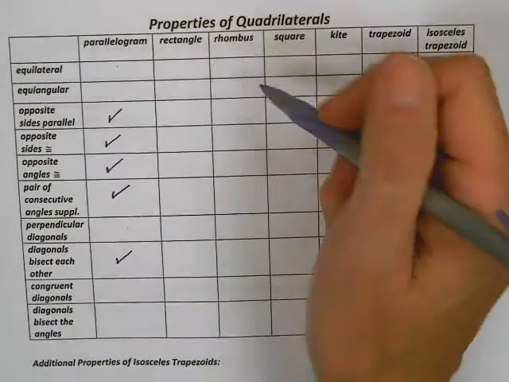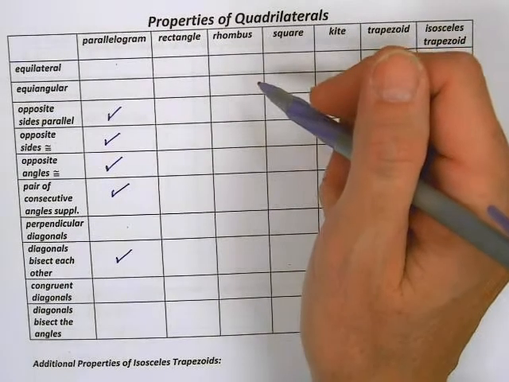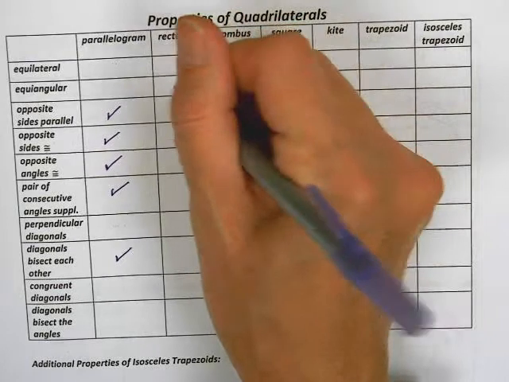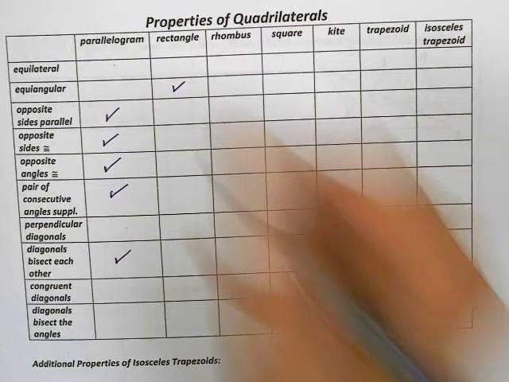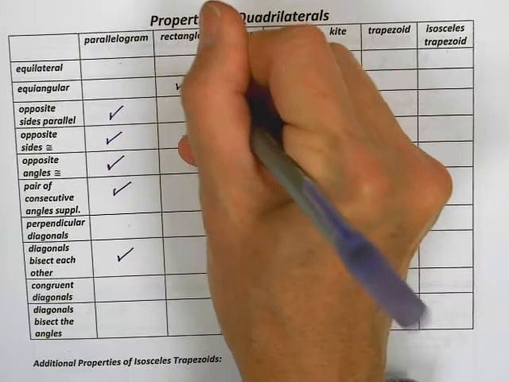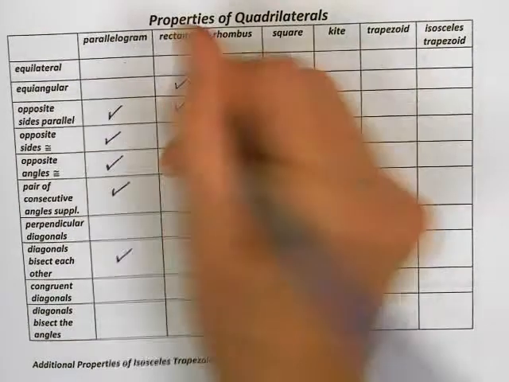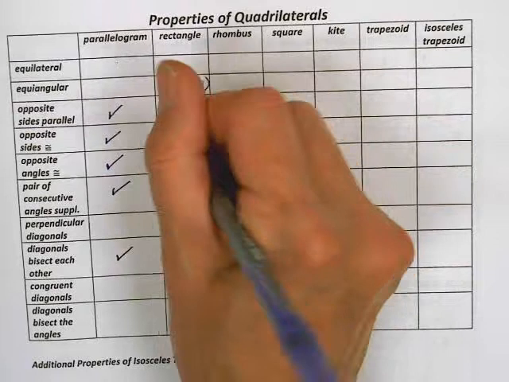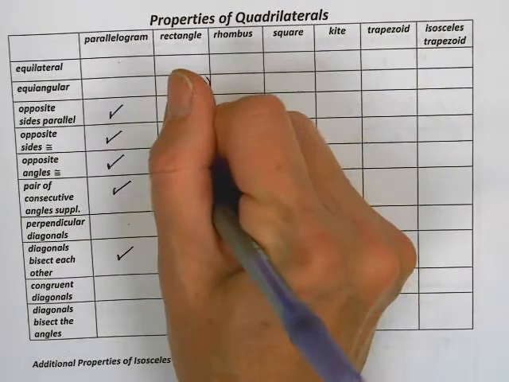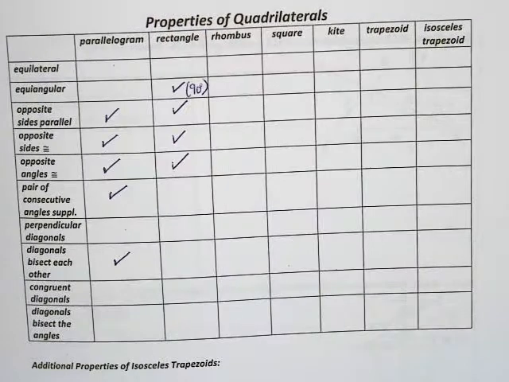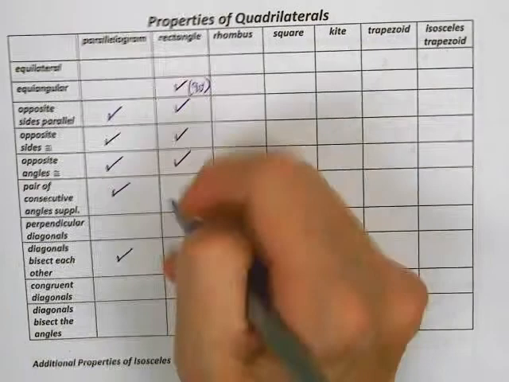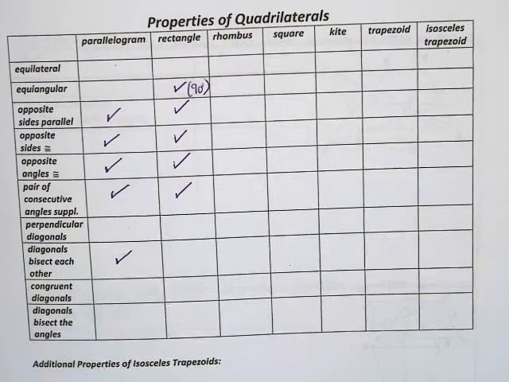All right, so for a rectangle, a rectangle is not equilateral, but it is equiangular because the angles are all 90 degrees. So let's add that in there. Opposite sides are parallel. Yes, because it is a parallelogram. Opposite sides congruent. Opposite angles are congruent. Consecutive angles are supplementary. Sure, because they are all 90.